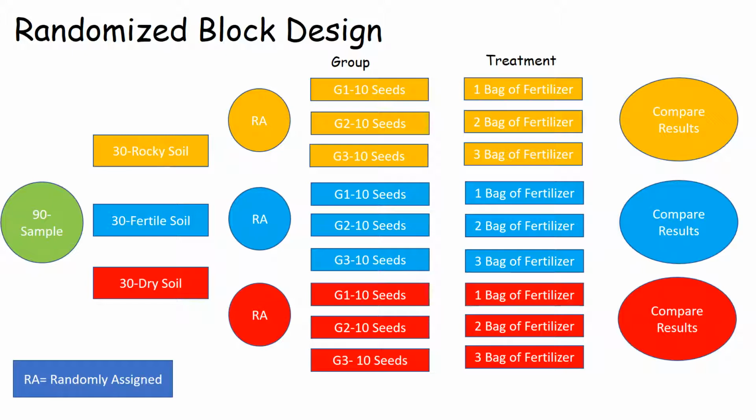The next step is the random assignment, in which later the treatments are applied. Finally, we compare the results and analyze which process worked best.